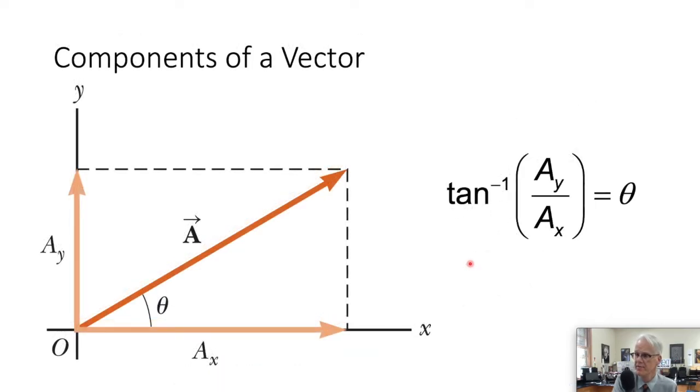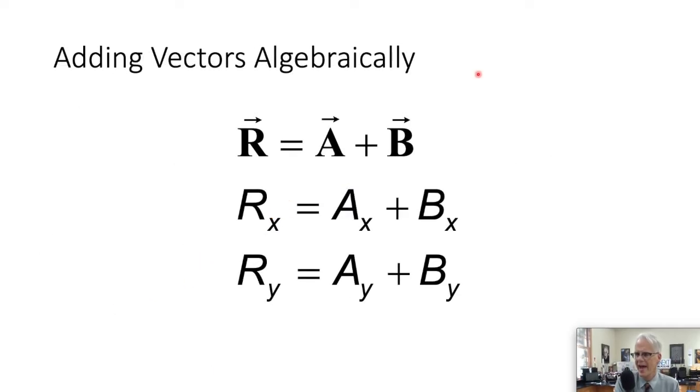One more trigonometric function shows us, again, the relationship between the y component and the x component and the angle theta. This is the inverse tangent. So if we know the magnitude of the x component and the magnitude of the y component, we can then find our angle theta. Now let's look at adding vectors.